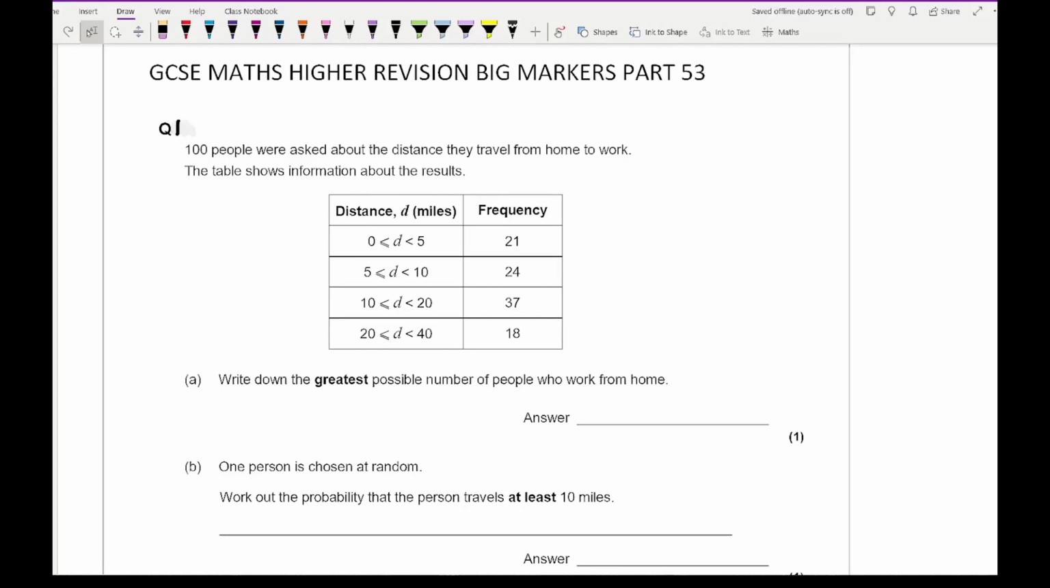So let's get started on question 1. Question 1 says 100 people were asked about the distance they travel from home to work. The table shows the information about the results, and question A is asking us to write down the greatest possible number of people who work from home.